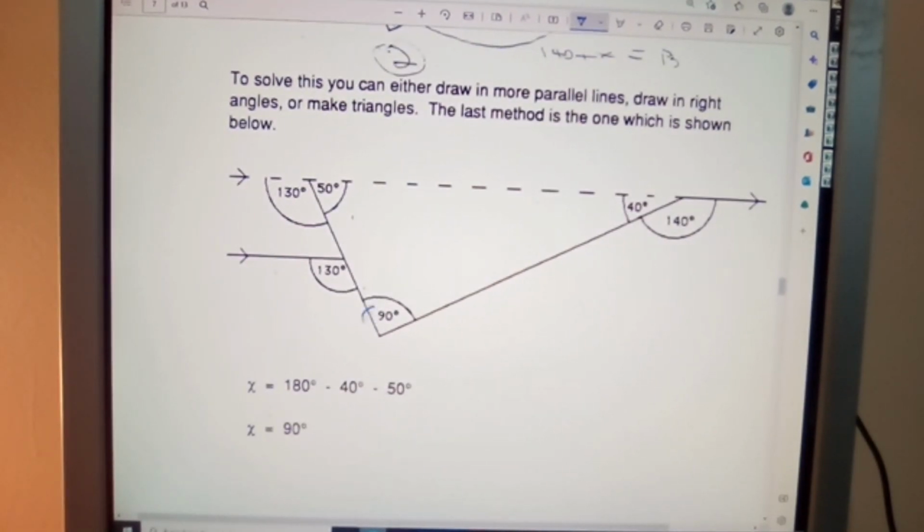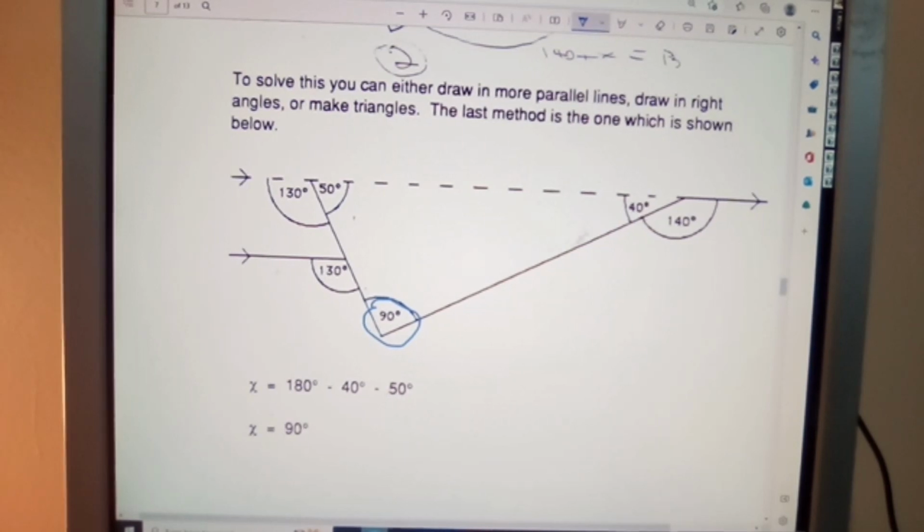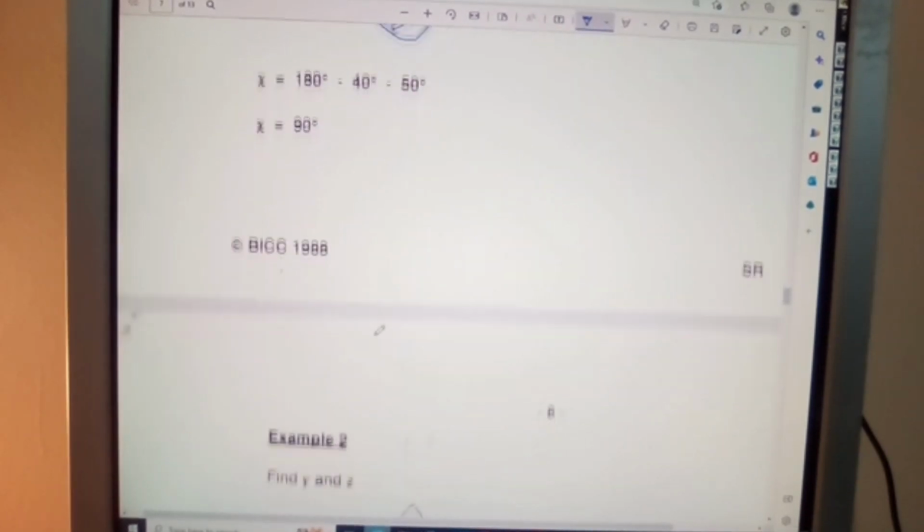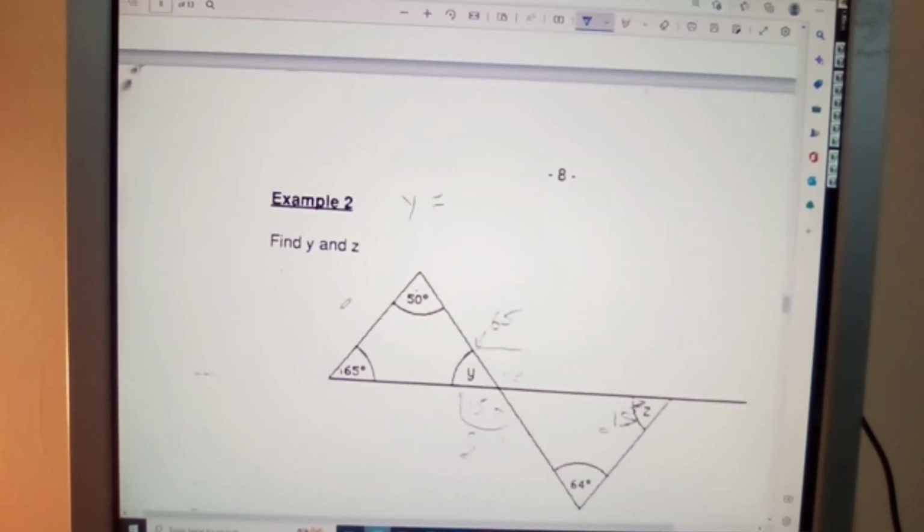We know a triangle should add up to 180, therefore it's 180 minus 40 minus 50, x equals 90. We got that in place. Now find y and z.